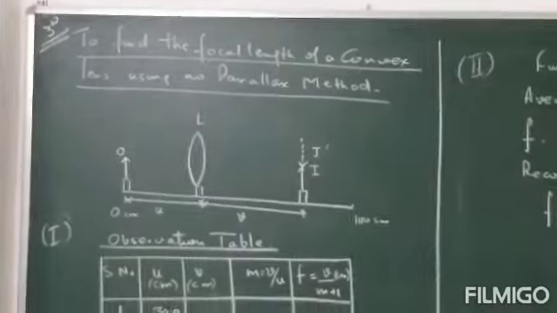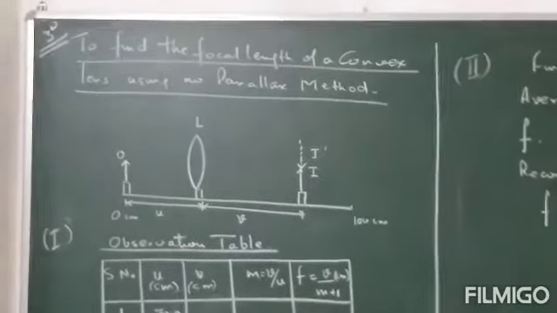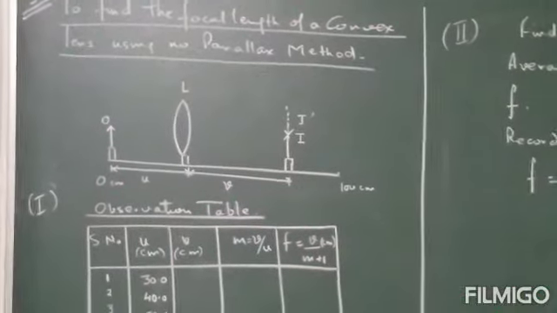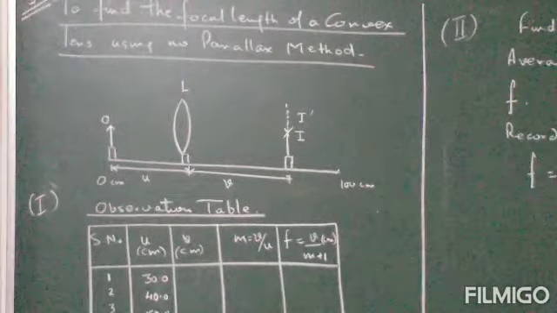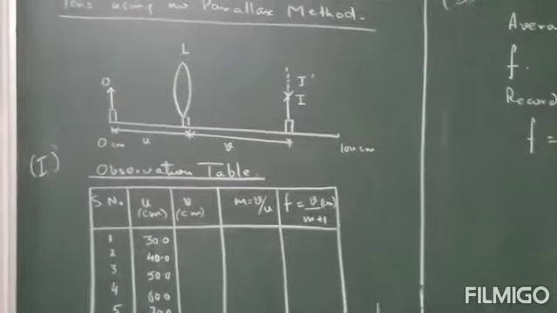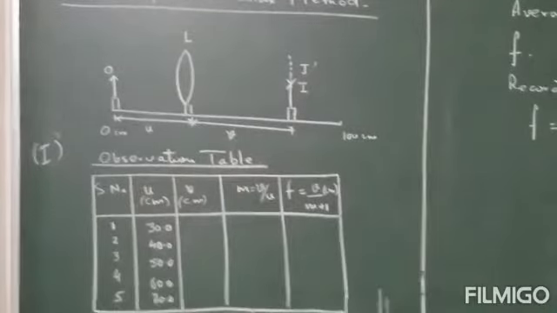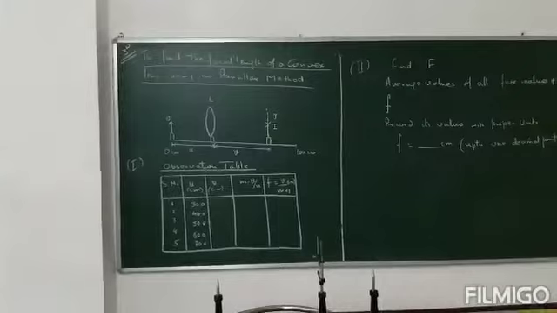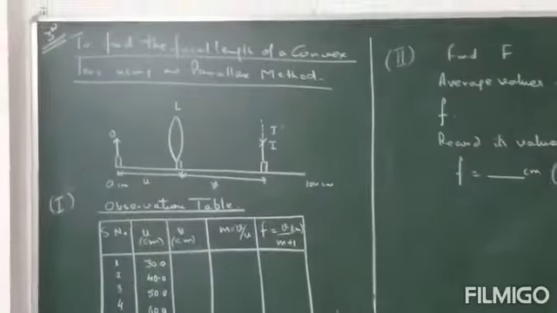What are you going to do? You're going to place the object pin at a distance of 30 centimeter. Now, this 30 centimeter is already given in the question paper, and then record the position of the image pin, that is V. As shown in the observation table, in place of V, you are going to write the position of the image.